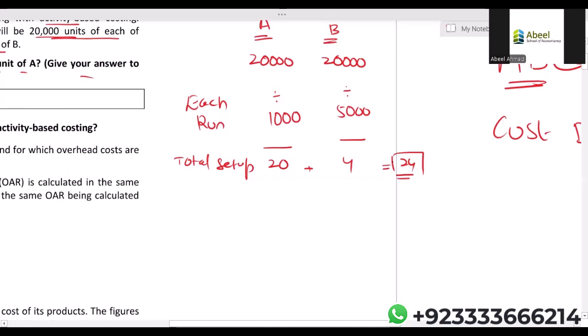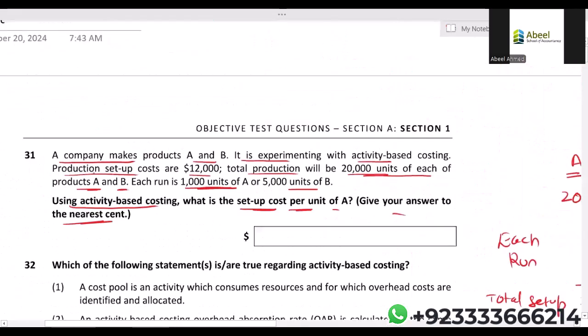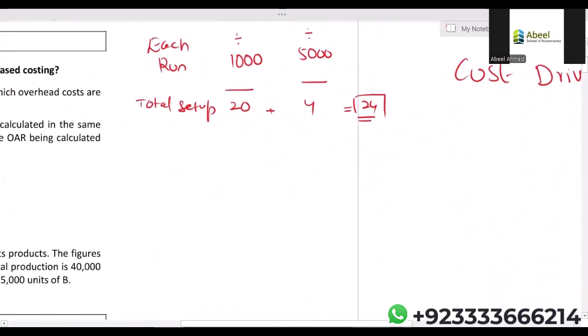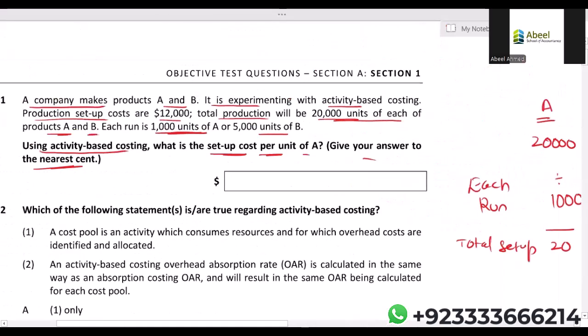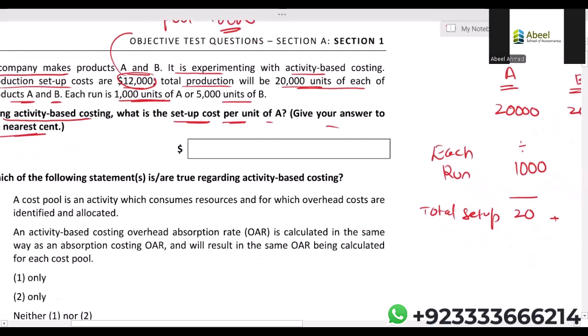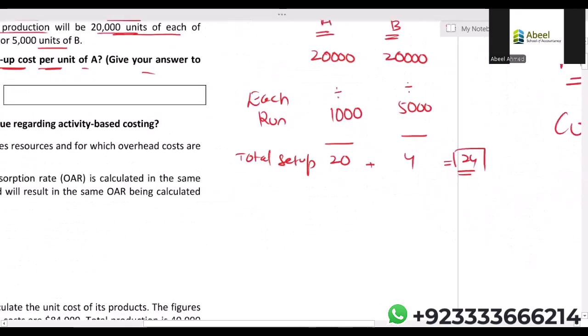So the total number of setups is 24. Production setup cost is $12,000 and total setups are 24. It means if we calculate per setup cost, another thing is this $12,000. This is simply representing the total cost of a cost pool. So the amount of the cost pool is $12,000 for the total number of setups, and the total number of setups is 24.